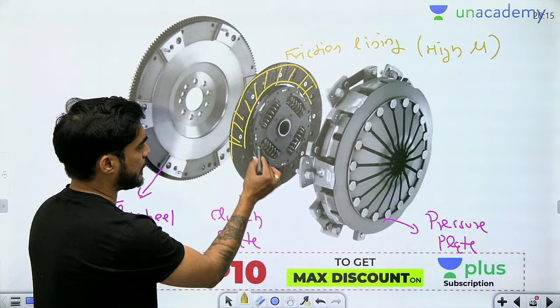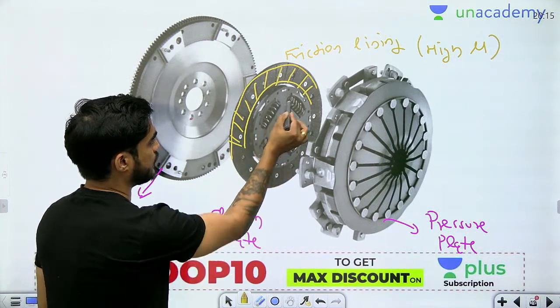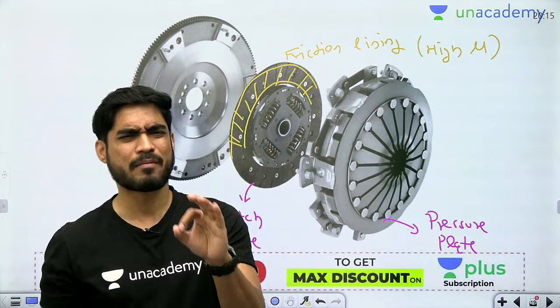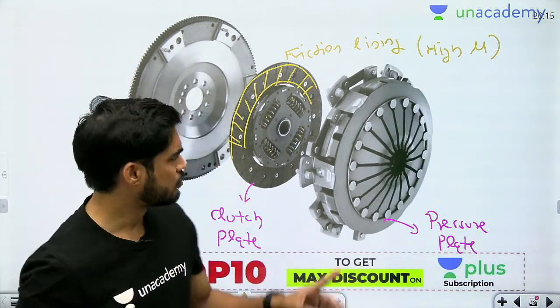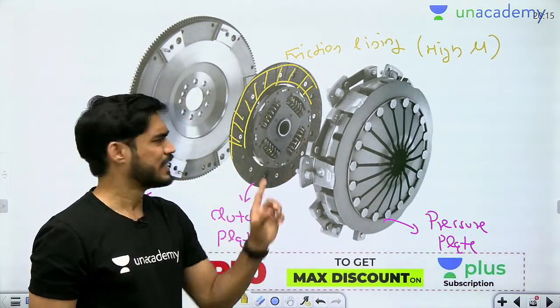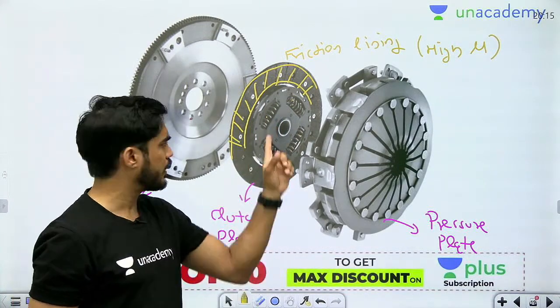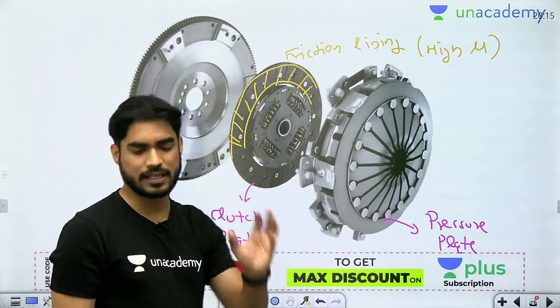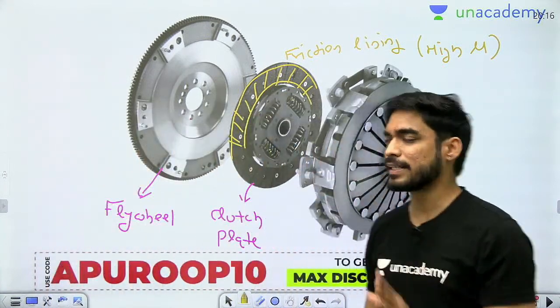Now you can see these springs. Here there is this spring, this spring, this spring. These are just to dampen the vibration. There will be some amount of vibration also, right? So this is just to dampen the vibration. It has nothing to do with the torque transfer. It will not take part in torque transfer. Torque transfer has nothing to do with it. That is just to dampen the vibration.